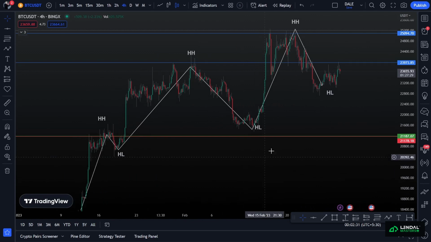So this is how you actually read market structure. You can use your indicators or anything to read these kinds of patterns, but this is simply the price action, which is one of the methods you can use to read the market structure.